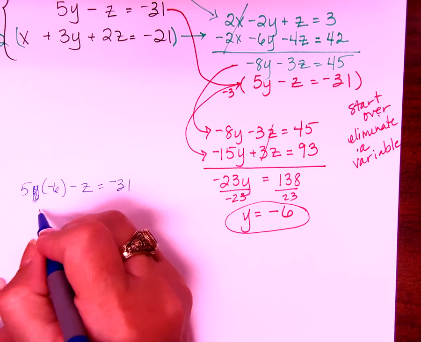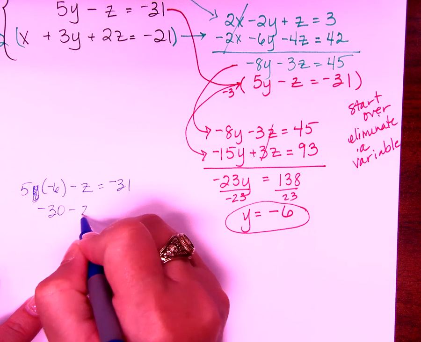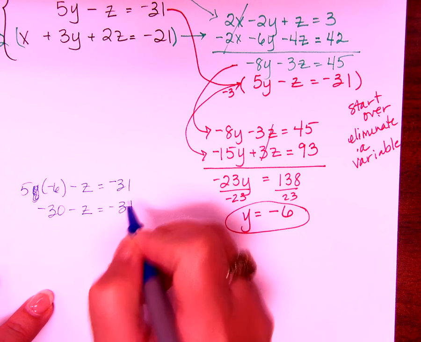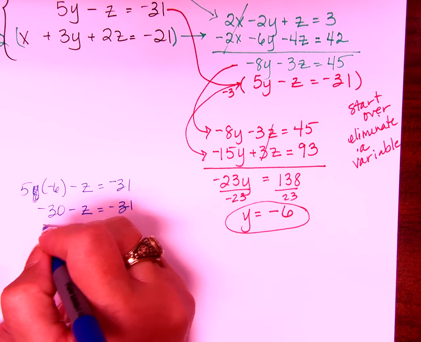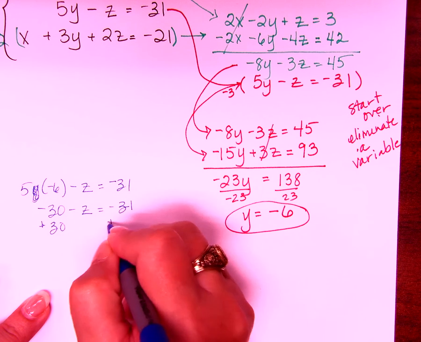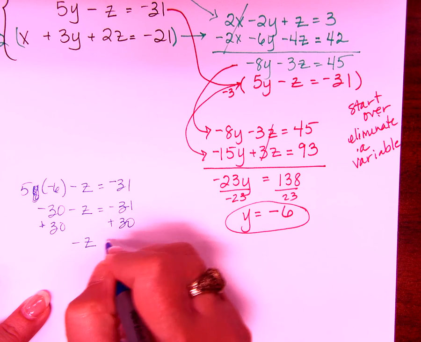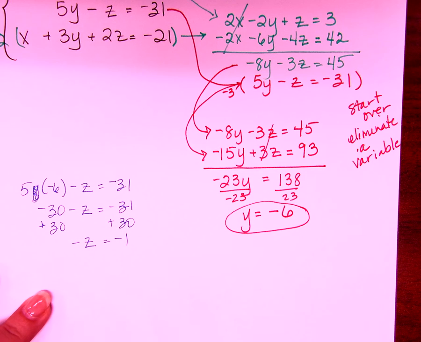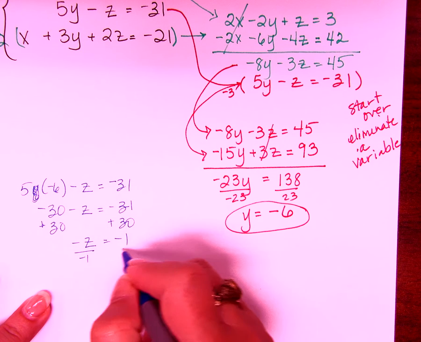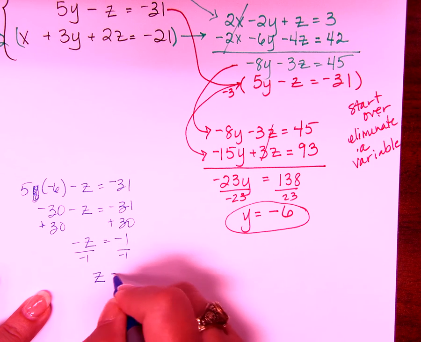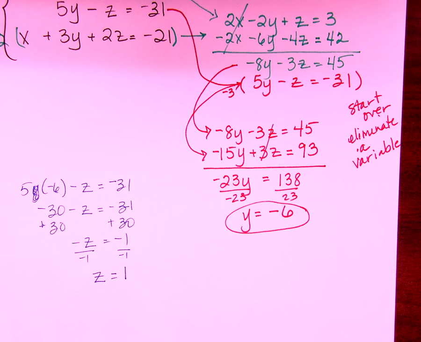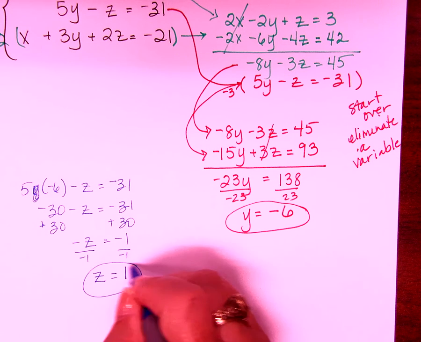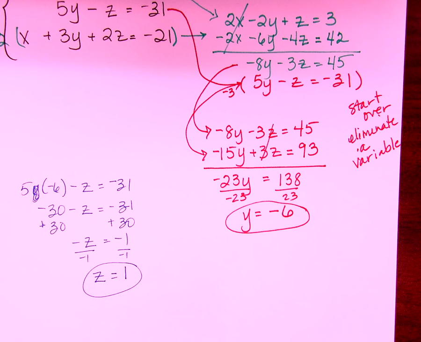So negative 30 minus z equals negative 31. By adding 30 to both sides, I get negative z equals negative 1. Dividing both sides by negative 1 gives me z equals 1. And now I know what z is. All I have left to figure out is x. How am I going to figure out x?